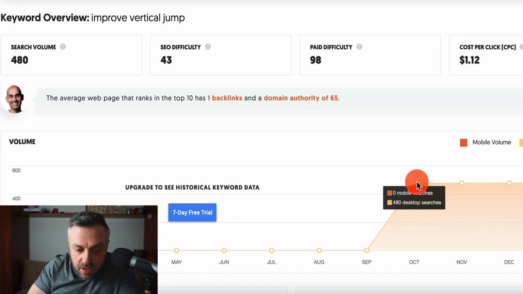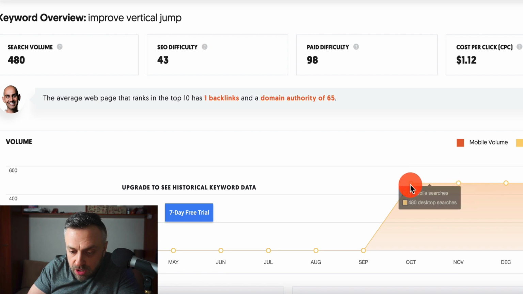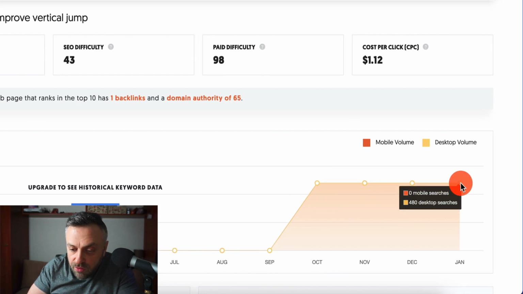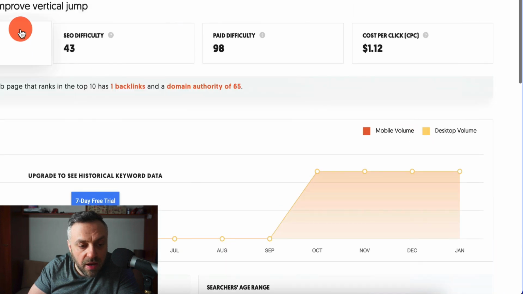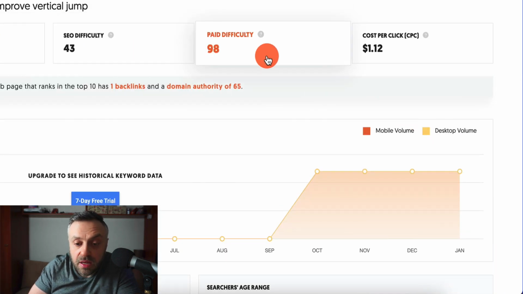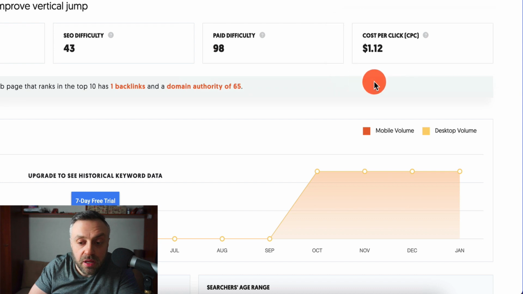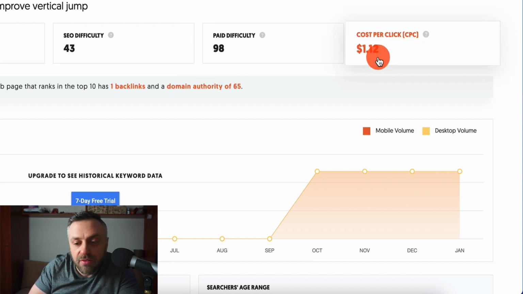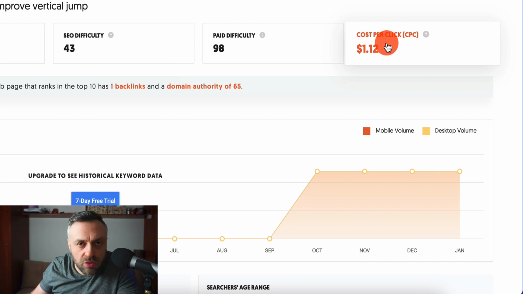Take a look at this one. Here's some data: 480 desktop searches. We can take a look. They have search volumes, SEO difficulty, paid difficulty, cost per click. If you're buying traffic, on average, this is how much each click is going to cost you. Now, keep in mind that this is not exact. This is all statistics. If you go to Google, it may be 50 cents, it could be $2, it could be $3. If you go to Bing, it's going to be a little bit cheaper than that. So keep this in mind.